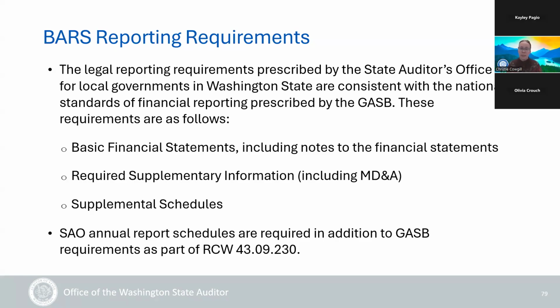We work to ensure that the SAO legal reporting requirements for local governments in Washington are consistent with the national standards of financial reporting prescribed by the GASB. These requirements include the basic financial statements, including notes to the financial statements, required supplementary information, including the MD&A, which for those who don't know stands for the Management Discussion and Analysis, and then the supplemental schedules. And with that, we are through all the annual reporting components, and I'll pass it off to Kaylee.